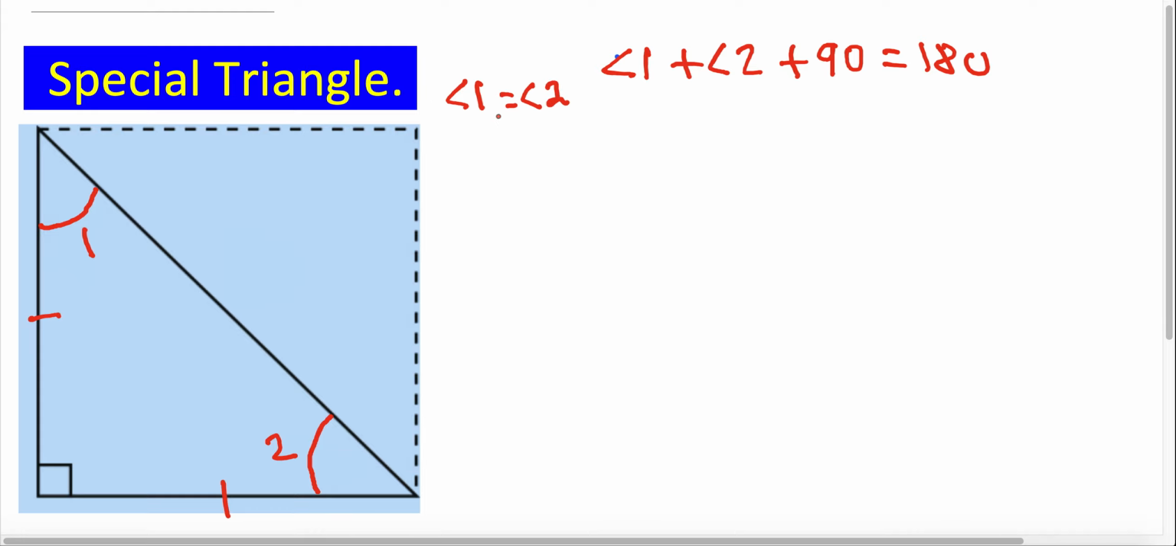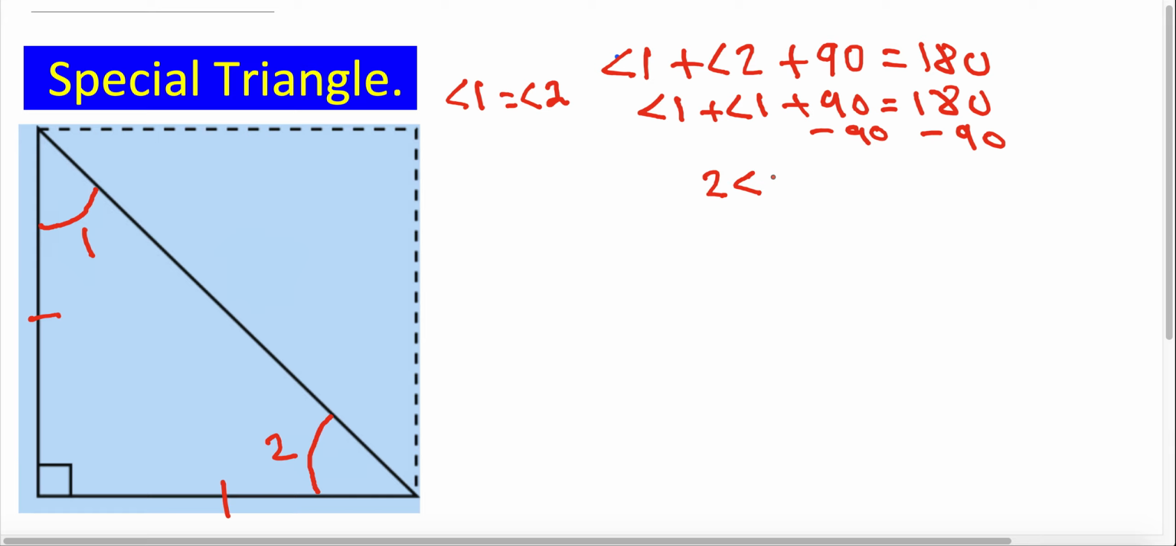I'm not writing with m because it's taking more time. And what do I know here? Instead of angle 2, I will write angle 1 plus angle 1 plus 90 degrees is equal with 180. And now minus 90 both sides. And angle 1 plus angle 1 is 2 times the measurement of angle 1, which is equal with 180 minus 90, which is 90. If we divide everything by 2, and here by 2, it implies the measurement of angle 1 is equal with 45 degrees.